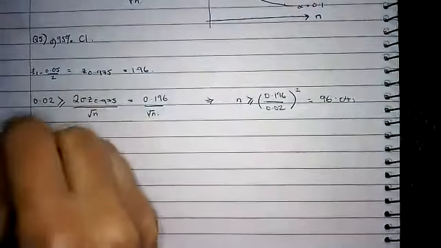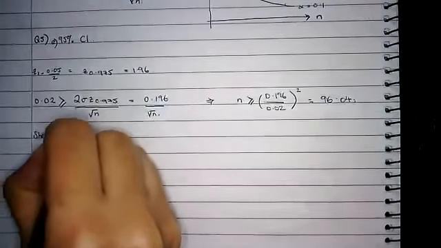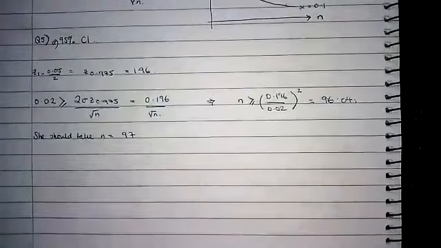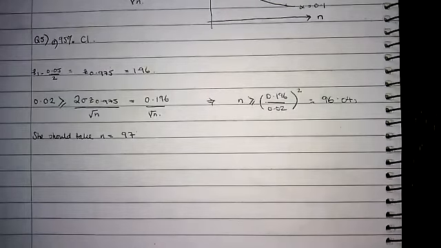So she should take n equal to 97 to achieve the size of the confidence interval that she would like. So she's going to have to go out and interview or do 97 experiments in order to get the level of precision that she's looking for.